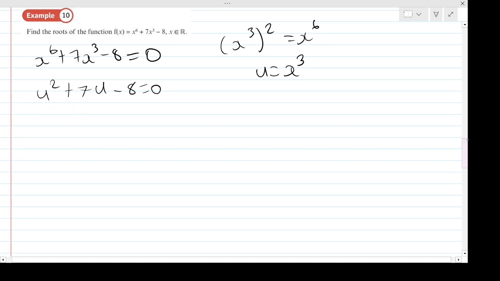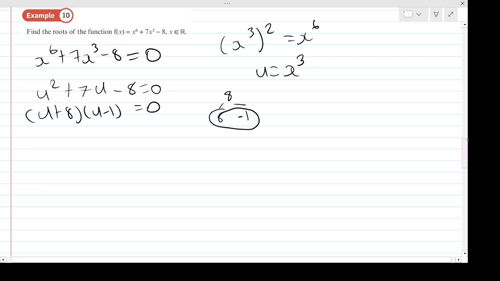So I think I can solve by factorising, right? So I need to consider the factors of 8, which should be 8 and 1, for instance. Well, I need to add to get 7. Well, I can do that, can't I? Because 8 minus 1 will get us positive 7. But I need the times to get minus 8 and then add to get positive 7. So I'm going to do 8 and minus 1 as the factors. So u plus 8, u minus 1 equals 0.